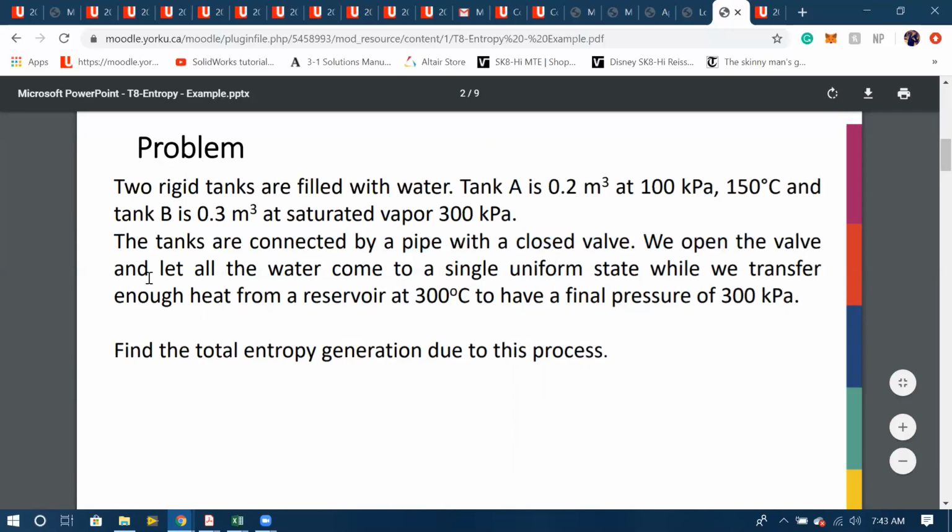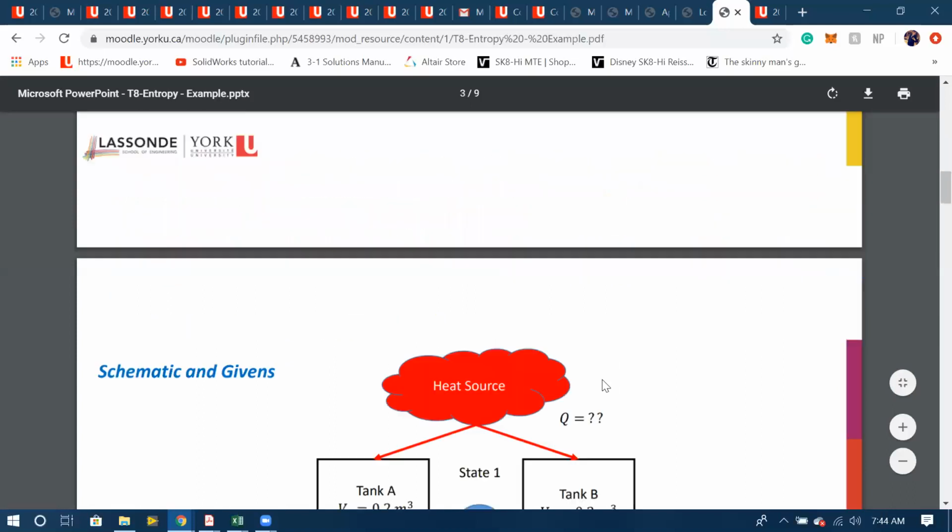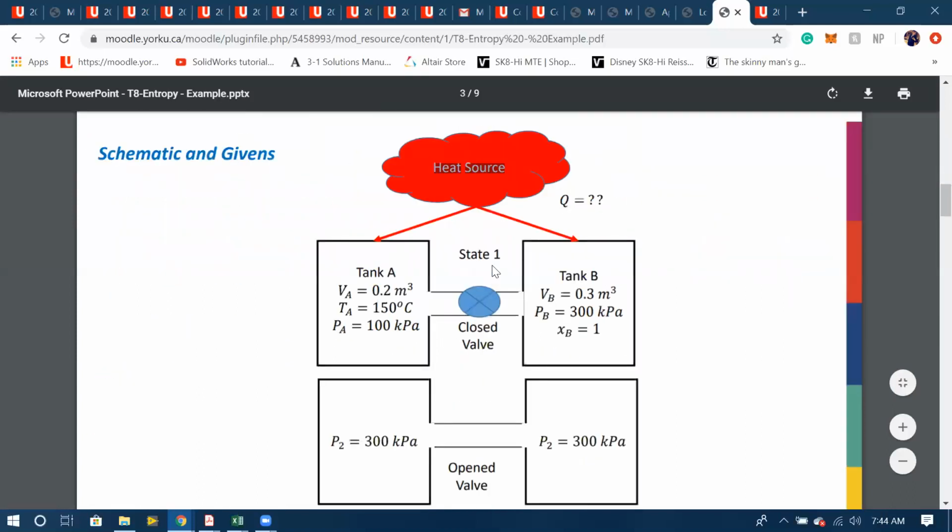Now what's happening is that they both are connected and there's a valve which initially is closed and then we open it. After opening, we have a reservoir at 300 degrees Celsius and we transfer enough heat from the reservoir to have the final pressure. So state 2, we have this pressure. But in order to understand what's happening here, we need to understand what direction the heat transfer is happening in.